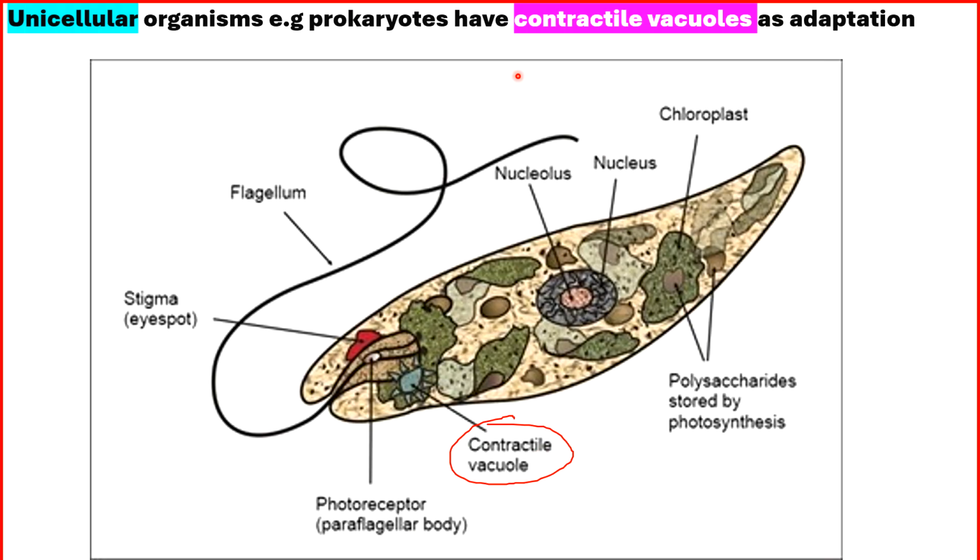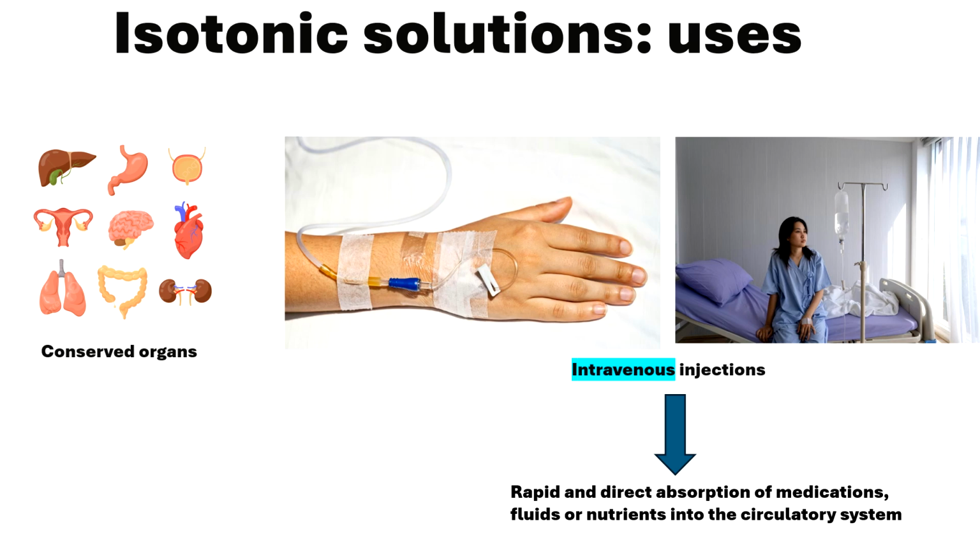Just remember contractile vacuoles. In medical centers, we can actually use isotonic solutions because as we saw before, the animal cell is just in a normal state when placed in one of these solutions. It doesn't become crenated or small in the hypertonic solution, and it doesn't swell or burst or undergo lysis like it would in a hypotonic solution, right? And so these are ideal to firstly conserve organs, which are made of animal cells, right? And also for something called intravenous injections, okay?